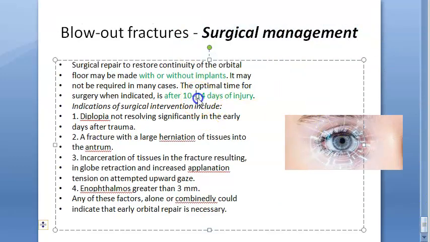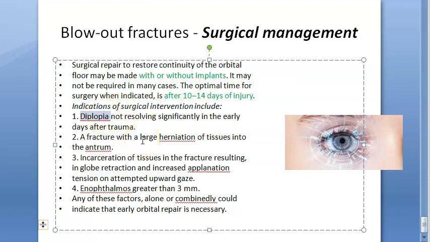Surgical management. You can repair the orbital floor with or without implants. In many cases you don't need to do anything, they are saying. But if surgery is indicated, it is done after 10 to 14 days of injury, looks like they want all the edema to subside, etc. Right? Indications for surgical intervention include diplopia.